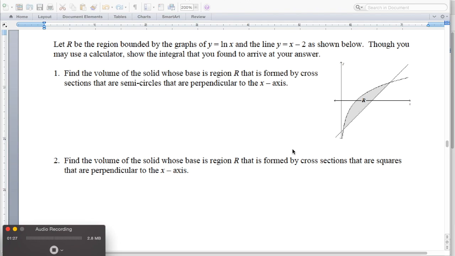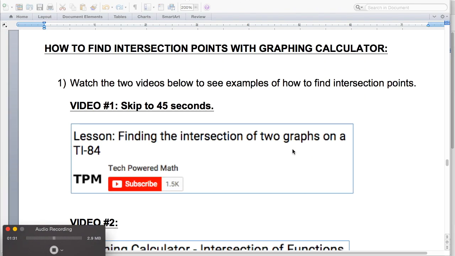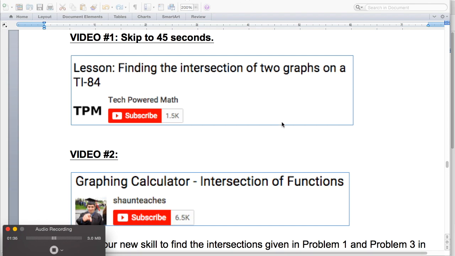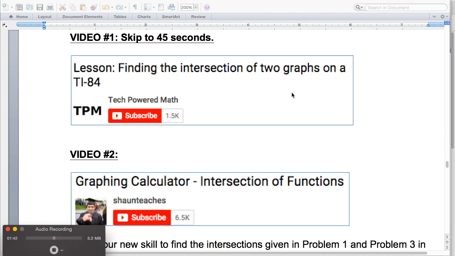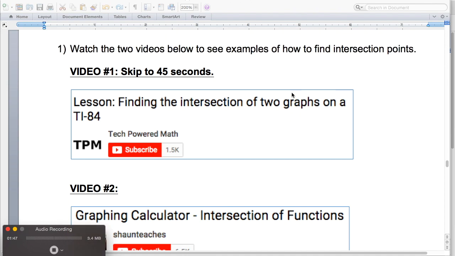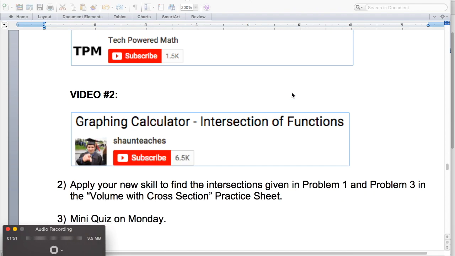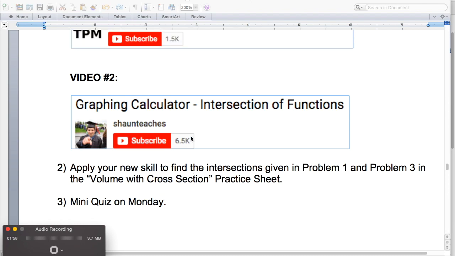know how to find intersection points with the graphing calculator. So in these problems, I had already given you the intersection points, but you really should know how to find those on your own. So there's the second part of the homework where you guys should watch these two videos. If you're out on that day when we did lesson area, or if this looks completely unfamiliar to you and you don't know what this is about, then you should watch these two videos to make sure you know how to find intersection points using your graphing calculator.